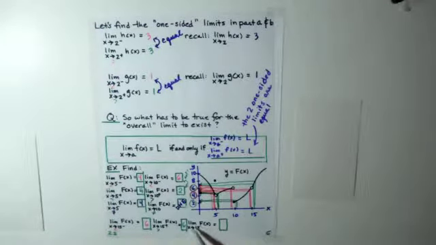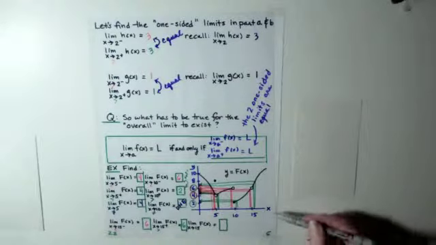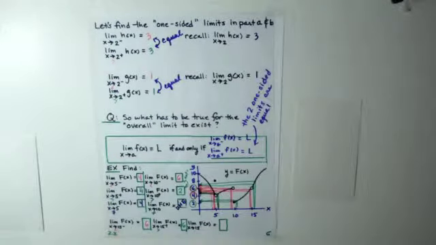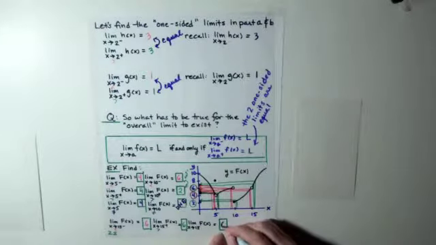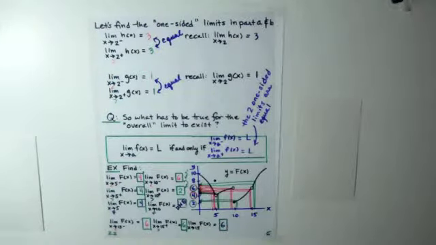What about the overall limit as x approaches 15 from both directions? Does that limit exist? Yes, it does, because the limit from the left is 6, the limit from the right is 6. Those two numbers agree, and so the overall limit is equal to 6. Okay, next thing we're going to do is to talk about limits at infinity.